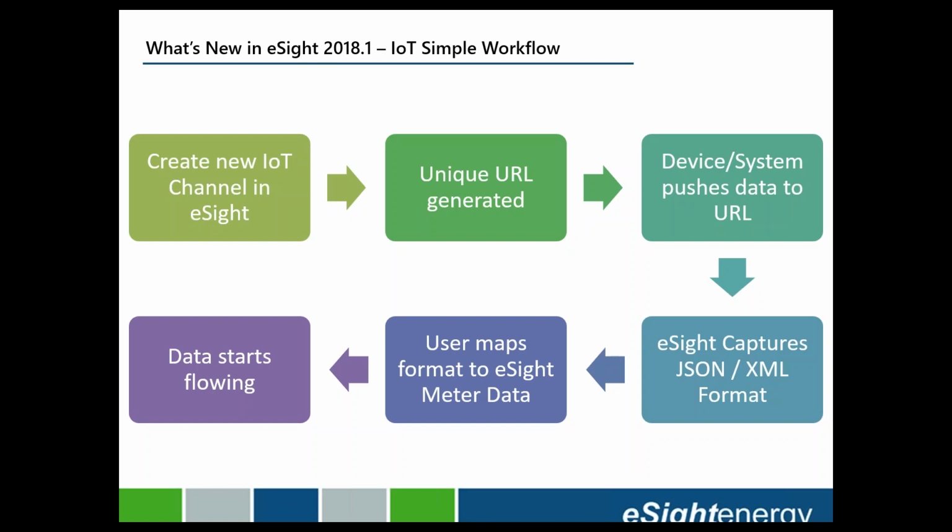You basically create a channel in eSight. It generates a URL. So you've got your eSight URL, and then it's going to be that URL /IoT1 or whatever it might be. The other system pushes data to that URL. eSight captures that, and there's two formats that we're working with initially: JSON, and then XML. And then there's a mapping process that occurs within eSight, like the dynamic imports framework that we have in eSight, if you've ever used that for CSV files. And then data starts flowing. So it's a do-it-yourself approach to build an integration, much like we have with some of our existing partners.